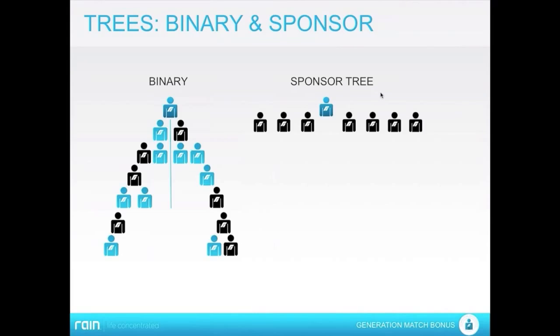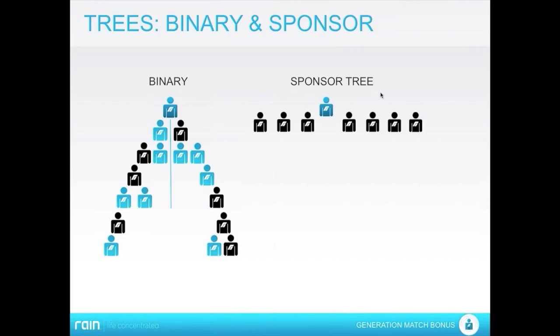Now, the other thing, moving on, very basic, very important, is the difference in understanding our trees. Okay? We have a binary tree, and then we have a sponsor tree. 2 very different things. The majority of our bonuses that are paid out to you are going to be focused around the sponsor tree. The binary is simply where people are placed. And so as you look on the screen here, you'll see these icons here in black. These 7 individuals in the binary are the same 7 individuals that are listed in the sponsor tree.